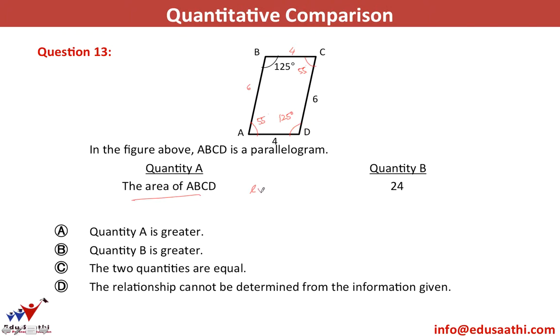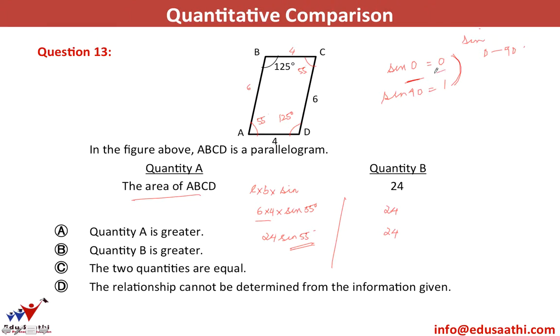The area of a parallelogram is given by whatever is your length into width into sine of the angle between them. So it is 6 into 4 into sine of 55 degrees, and this is 24. Now 6 into 4, 24, sine 55, and 24 is the comparison that I have to do. Now I don't need to know the value of sine 55 for this. The only thing that I need to know is that sine 0 is 0 and sine 90 is 1. So for any angle between 0 and 90, the value of sine of that angle is increasing from 0 to 1.